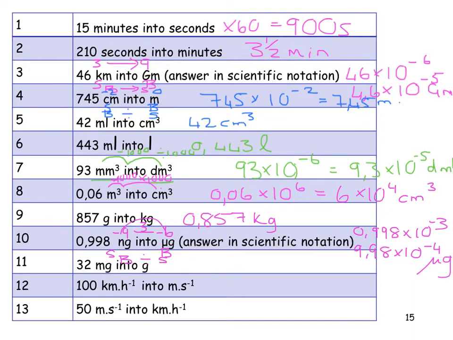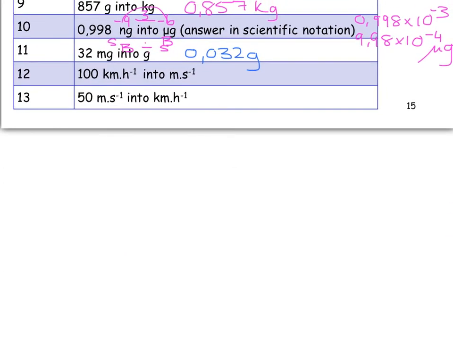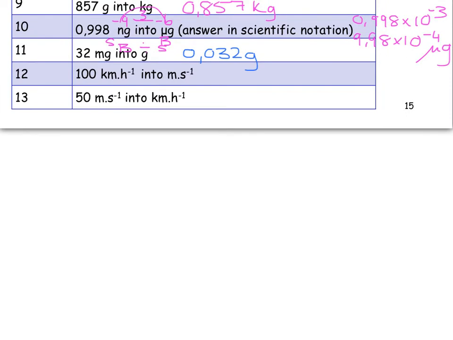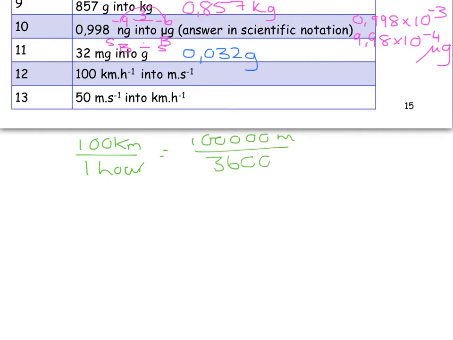Milligrams into grams is just millimeters into meters, which means that I need to divide by 1,000, so it's 0,032 grams. And then we've got the 2 more complicated ones of going from kilometers per hour into meters per second, and meters per second into kilometers per hour. Remember, do it in 2 steps. 100 kilometers in 1 hour is equal to 100,000 meters in 3,600 seconds.